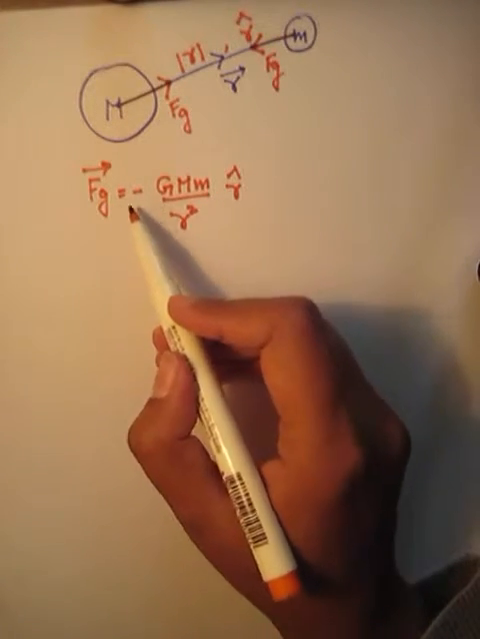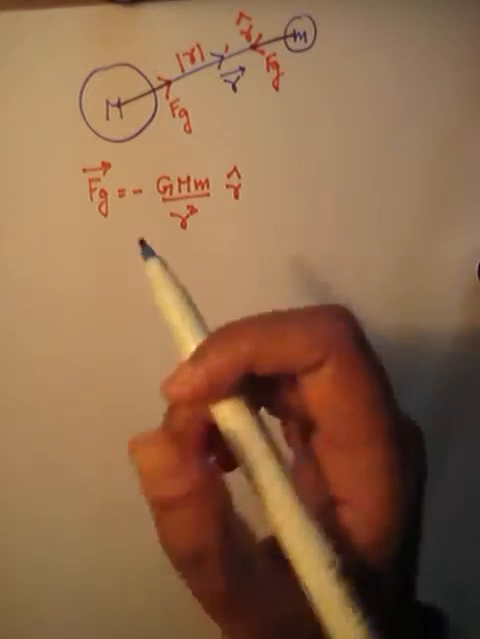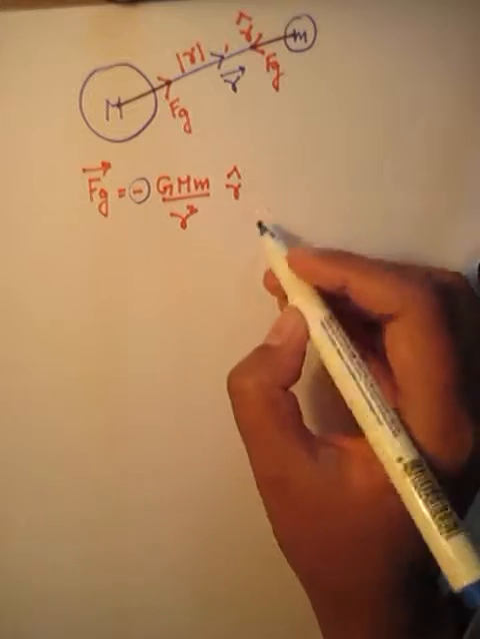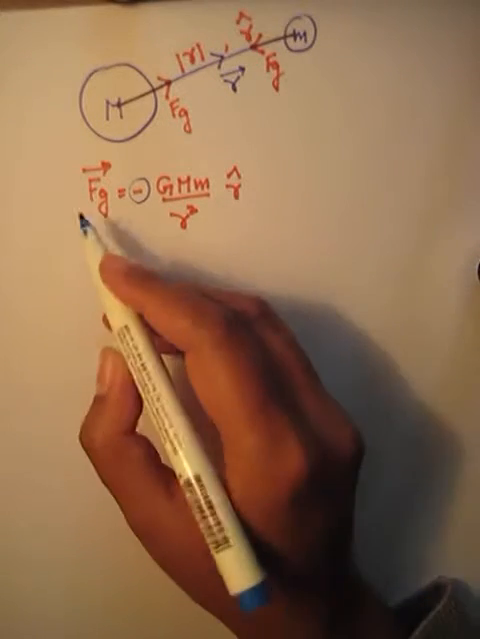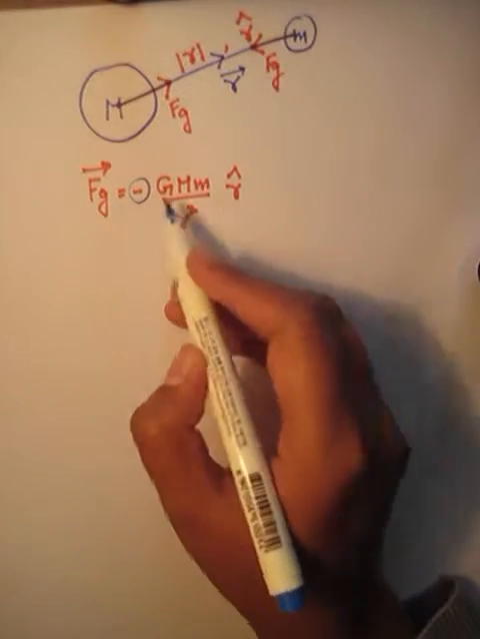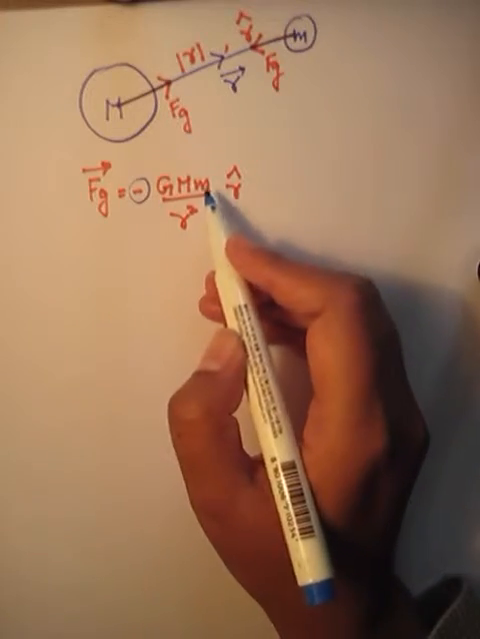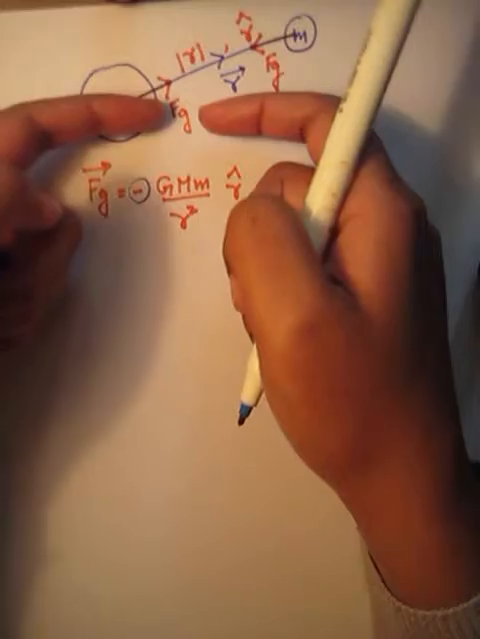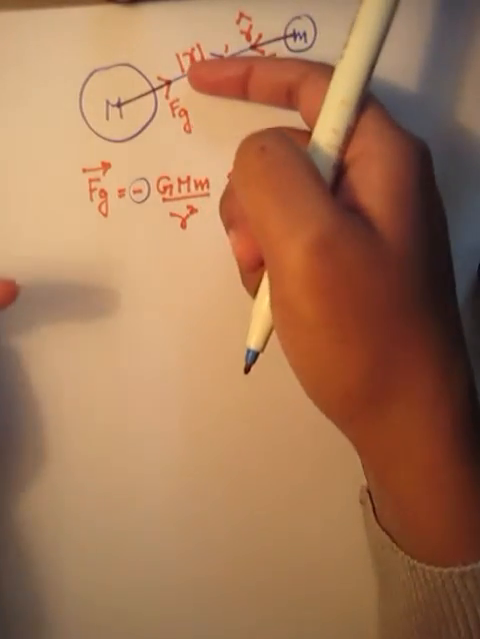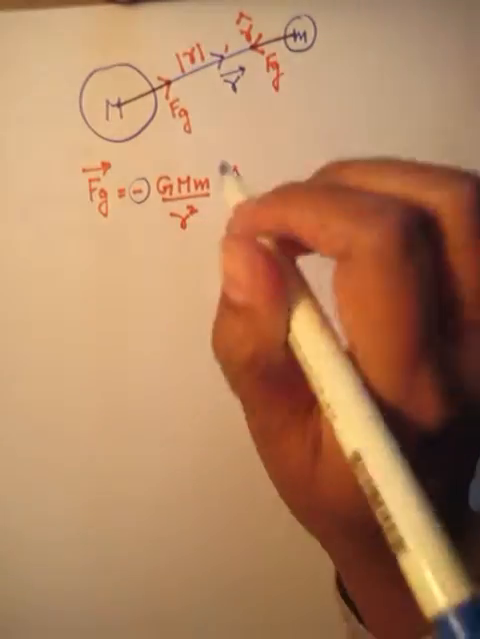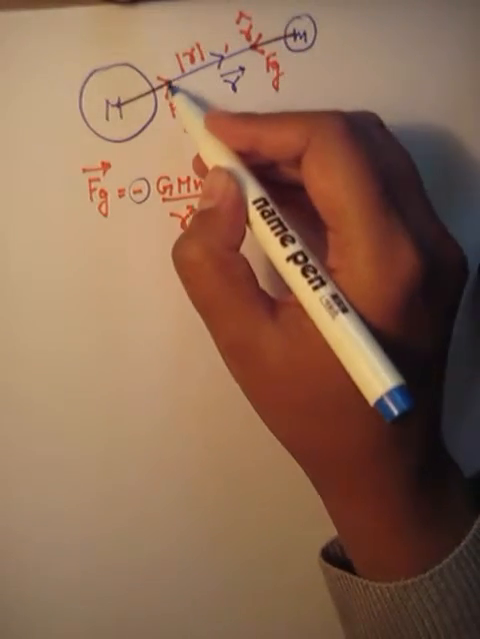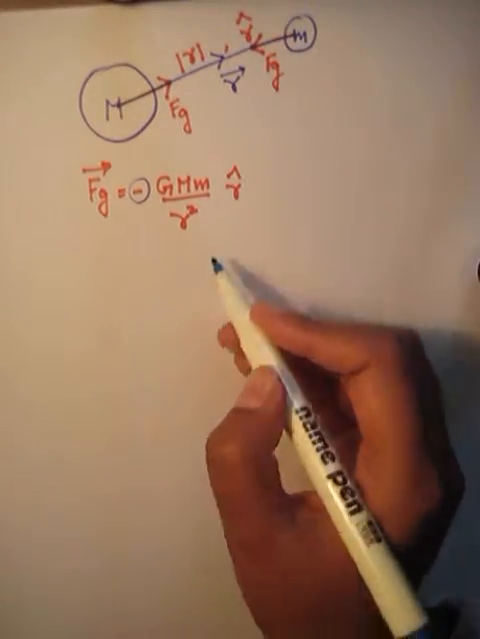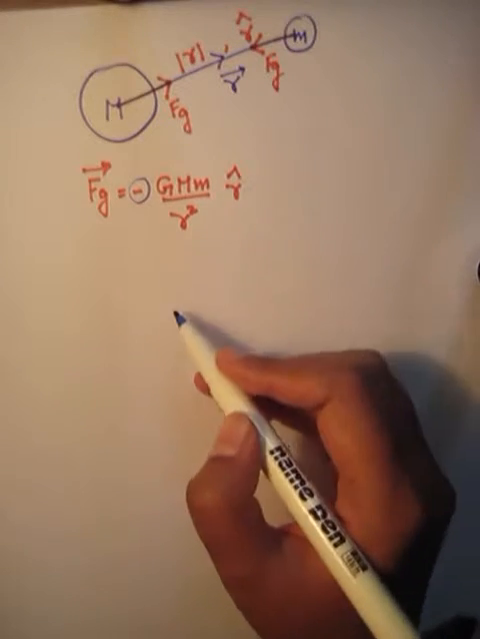Now what does this negative sign mean? This negative sign means that the r unit vector and force vector will be opposite to each other. So if the force is in this direction, the r unit vector is in the opposite direction, or if the force is in this direction, the r unit vector will be in this direction. Now let us try to understand this r unit vector.